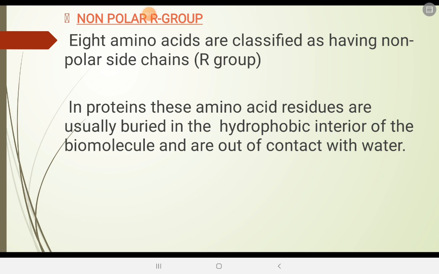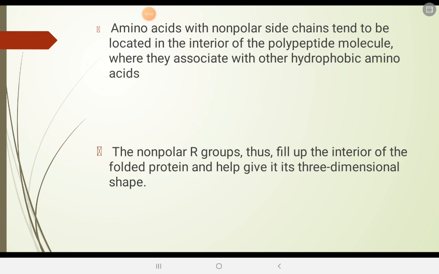First one is non-polar R group. 8 amino acids are classified as having non-polar side chains. In proteins, these amino acid residues are usually buried in the hydrophobic interior of the biomolecule and are out of contact with water. These are hydrophobic. Amino acids with non-polar side chains tend to be located in the interior of the polypeptide molecule, where they associate with other hydrophobic amino acids. The non-polar R groups thus fill up the interior of the folded protein and help give its three-dimensional shape.